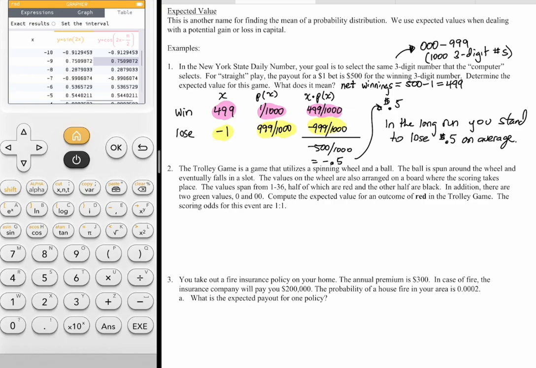Values on the wheel are arranged on the board where the scoring takes place. The values span from 1 to 36, half of which are red and the other half are black. In addition, there are two green values, 0 and 00. I'll be more specific when we actually get into the activity. We want the expected value for an outcome of red in the trolley game, and the scoring odds for this event are 1 to 1.